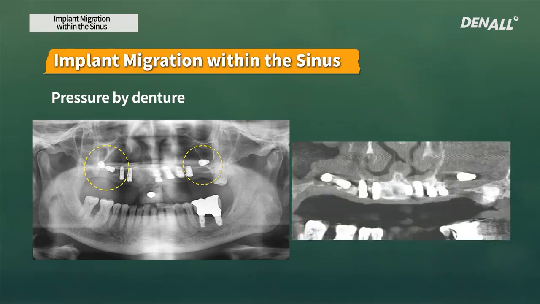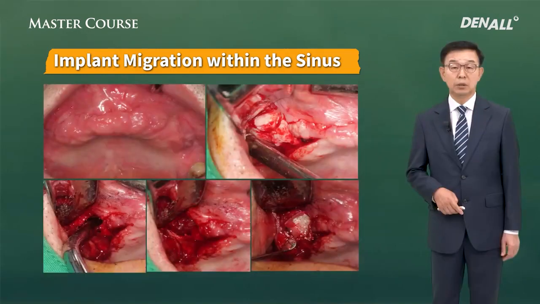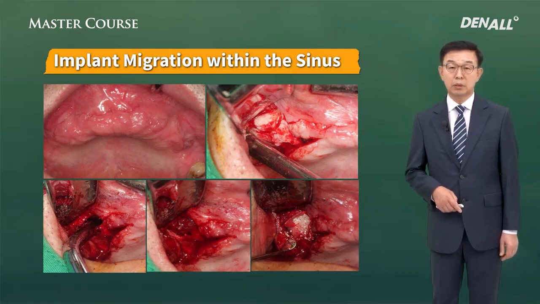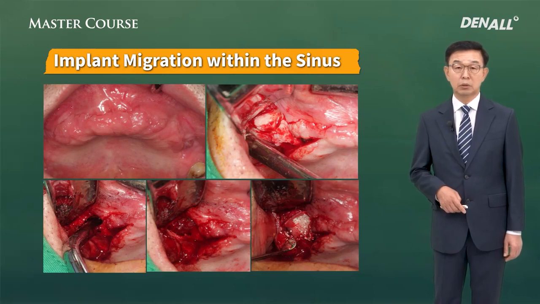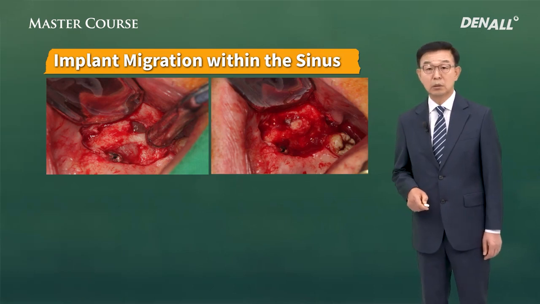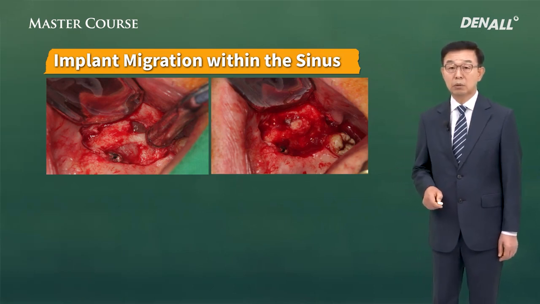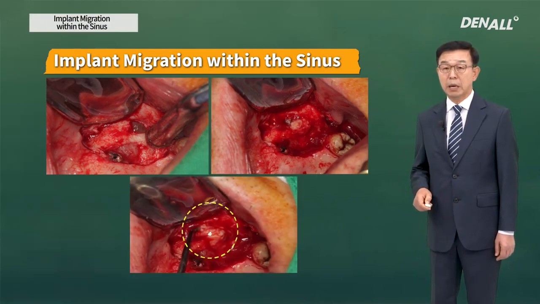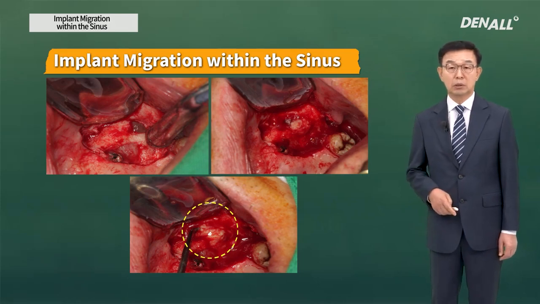The patient did not come to the hospital for a long period, and on both sides of the sinus, a very serious sinusitis occurred. A lateral window approach was used to remove the implant. The inflamed tissue was removed. As you can see in the image on the right, a lateral window approach was used to remove the implant. And you can see that there was a lot of abscess.